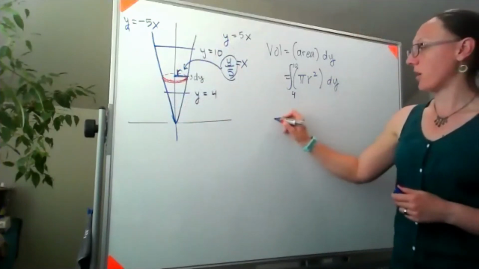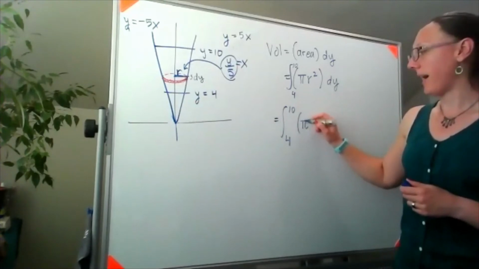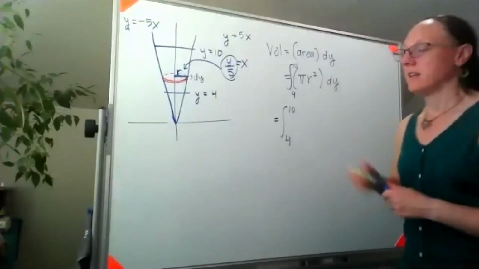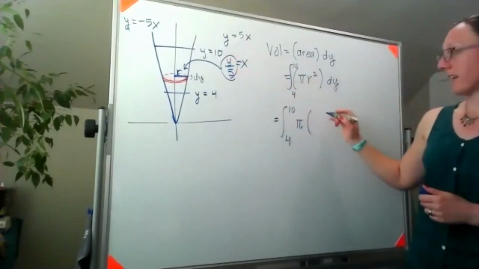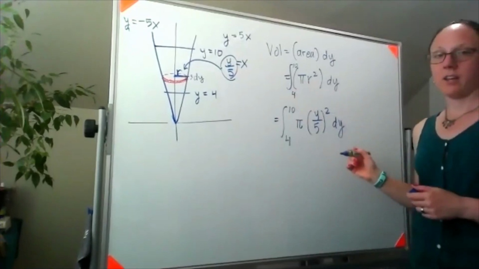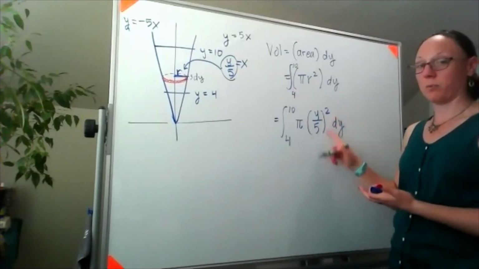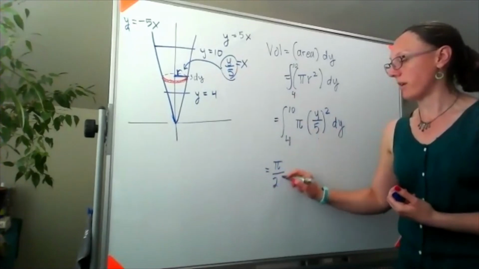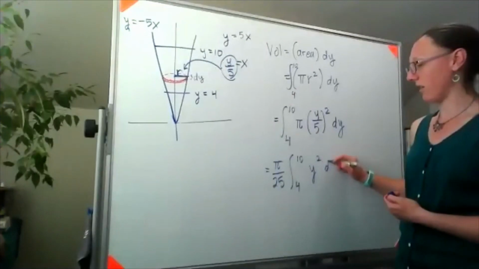Now, plugging that back into our equation, I'd have the integral from 4 to 10 of pi. I don't really need the parentheses there, and I think it's going to get messy. So I'd have my pi, and our radius here was y over 5, whole thing squared, dy. If we wanted to simplify that a little bit, 5 squared would be 25, so I could pull pi over 25 out in front of that integral, and I would just be left with y squared dy.